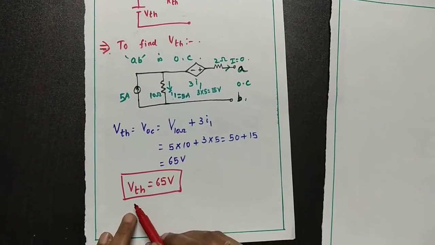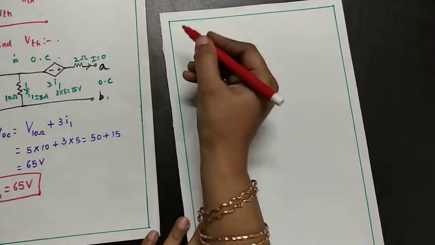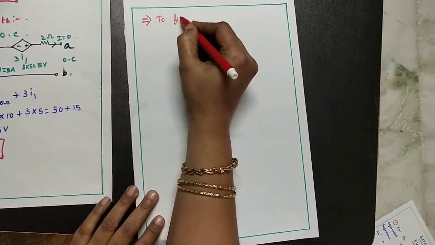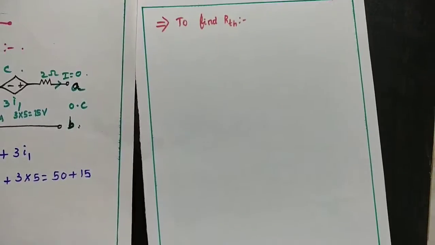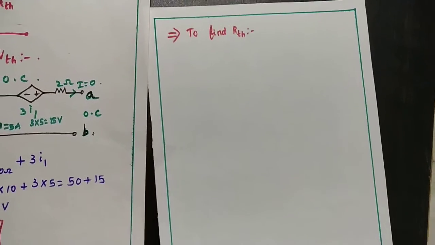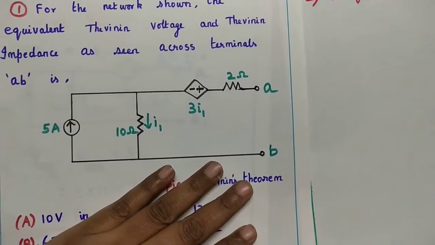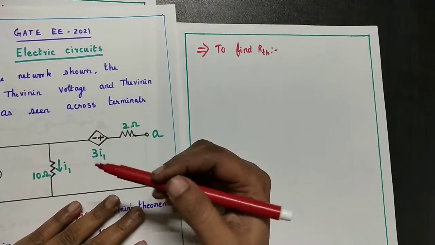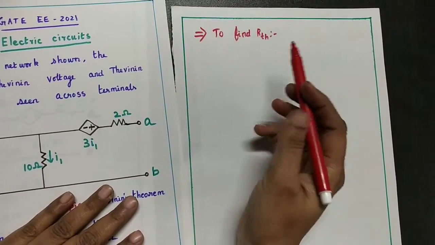So thus we found Thevenin's voltage as 65 volt. The next step is to find the Thevenin's impedance, that is RTH. Let me see the question. Normally in a network, to find Thevenin's impedance, all the voltage sources should be short circuited and all the current sources should be open circuited to find RTH.